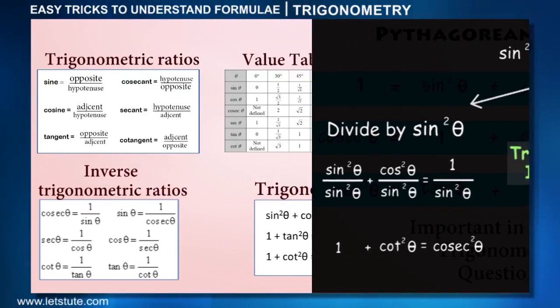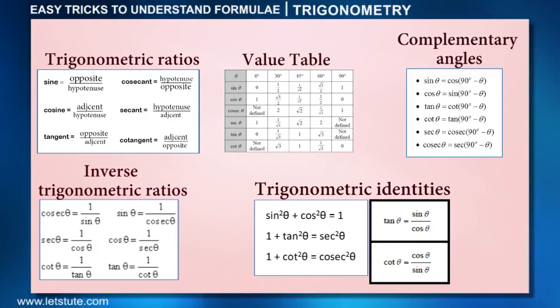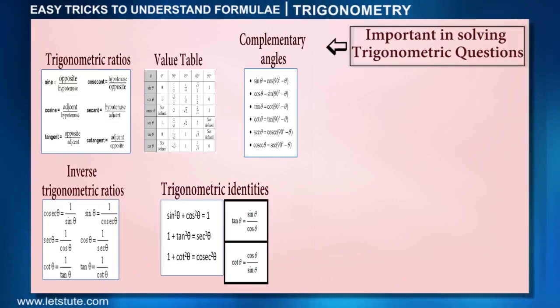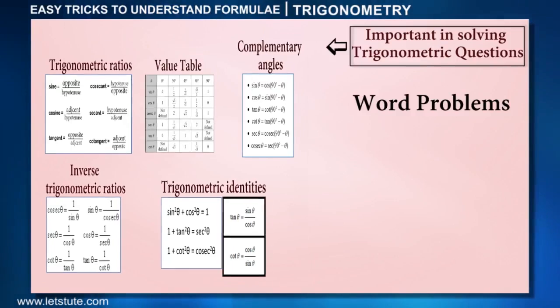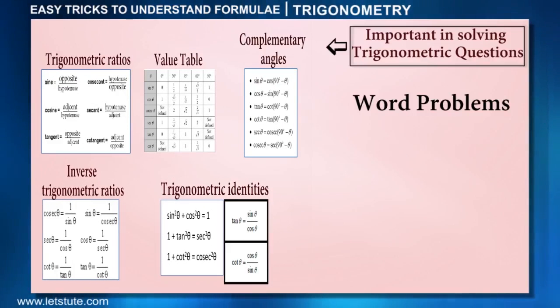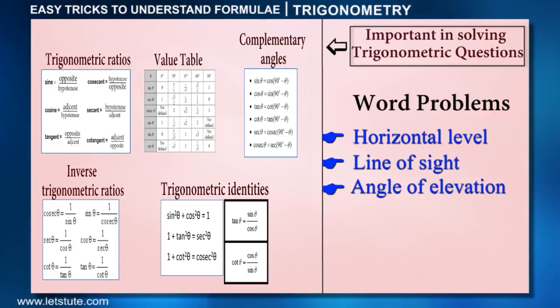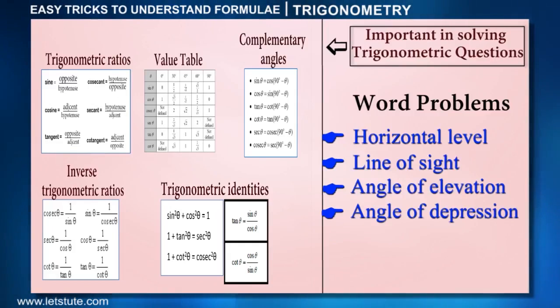So all the formulae that we have learned till now are very helpful in solving trigonometric questions, especially the identities. But in trigonometry, there are word problems too which are also equally important. And to solve them correctly, along with these formulae, we should also understand a few basic terms like horizontal level, line of sight, angle of elevation and depression.